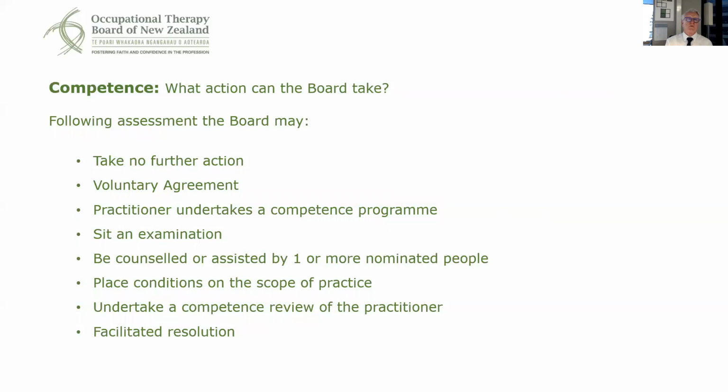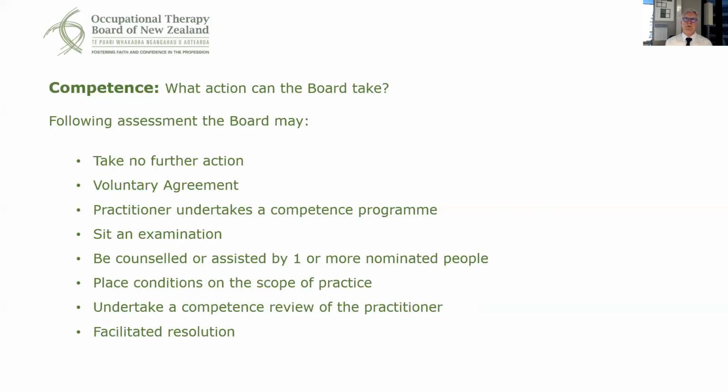So in relation to competence, what action can the board take? Well, again, following assessment, the board may take no further action, and it has to explain why it would do that. Again, voluntary agreement can be used around competence, so we might ask somebody to demonstrate some activity within their e-portfolio. We might ask them to engage with a particular type of supervision, which looks at an area of practice that has been identified as an area where competence is an issue. We can undertake a competence program. We can ask the practitioner to undertake a competence program, and that usually is in the form of a study. It might be around a paper that has to be completed.